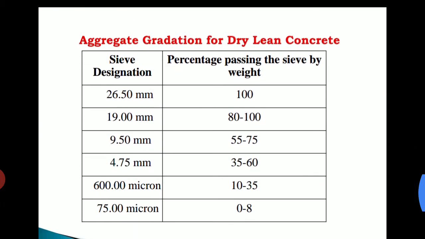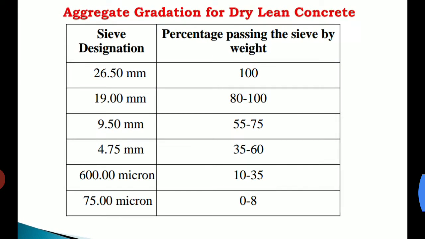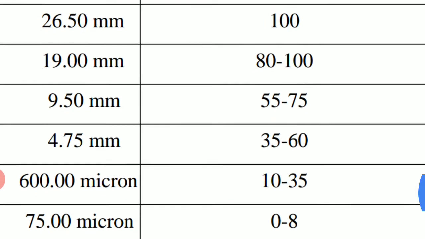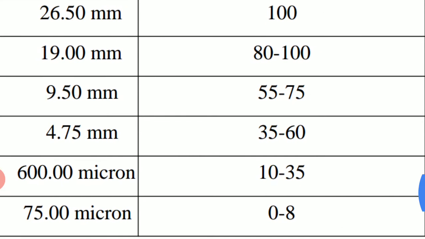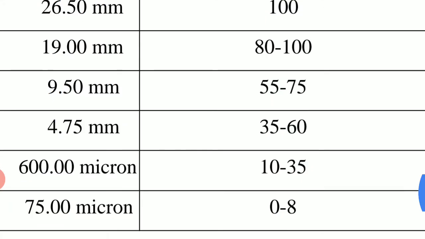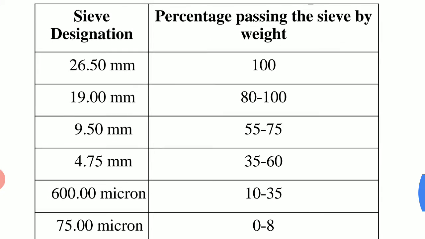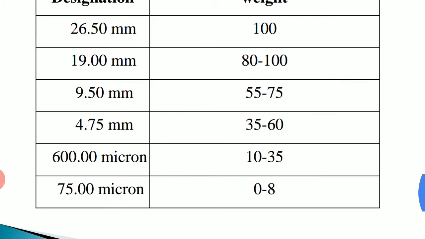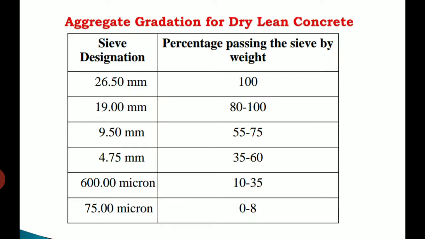And here is the aggregate gradation for dry lean concrete. The aggregates we are using in this dry lean concrete should have the standard specifications given in this table. The sieve designations are given as 26.5 mm, followed by 19 mm, 9.5, 4.75, 600 micron and then 75 micron. The percentage passing by weight gives us, for the 26.5 mm IS sieve, 100, and similarly for 19 mm it is 80 to 100. Like that, for 75 micron it is 0 to 8%, right? So they have given certain details of this sieve analysis also.